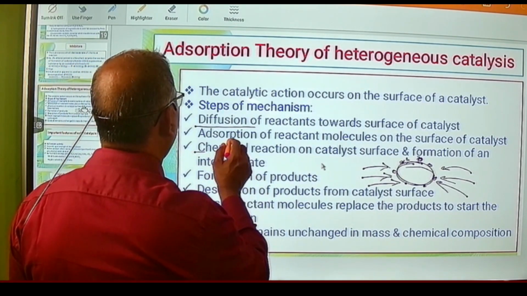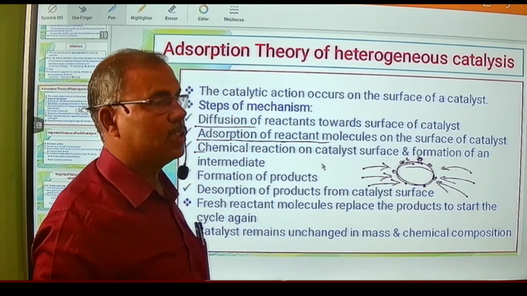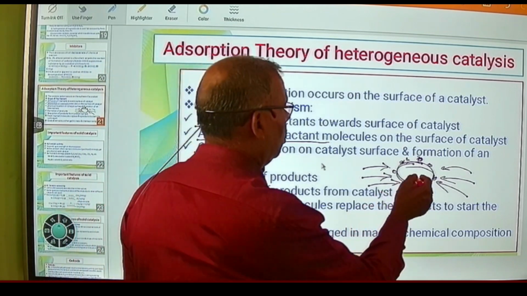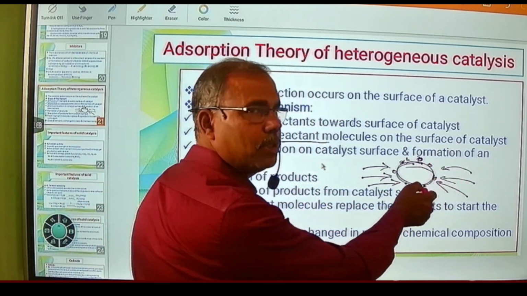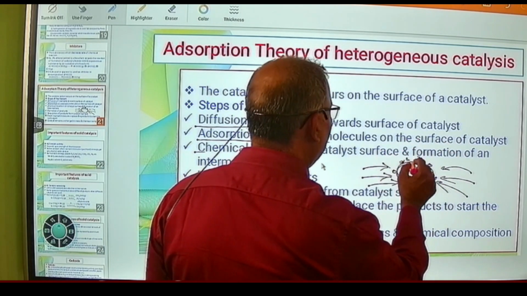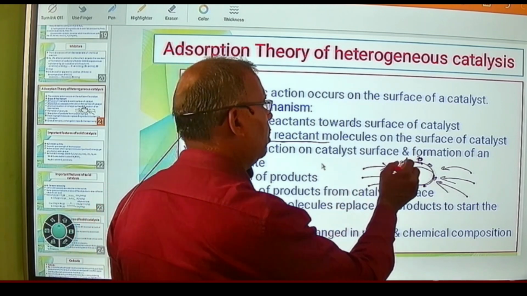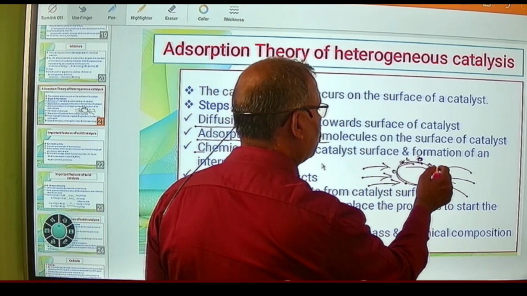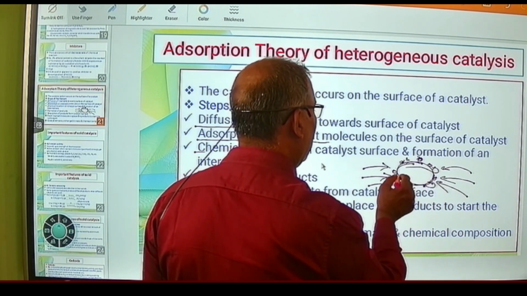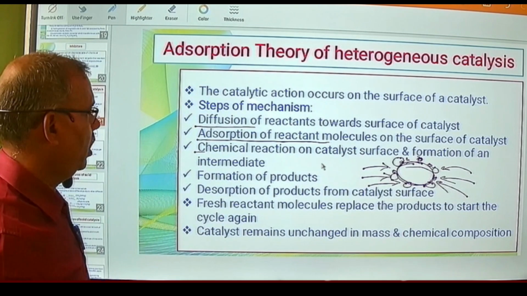Second step: adsorption of reactants on the surface of the catalyst. So after diffusion, what happens? On the surface of the catalyst, the molecules which are to be reacted get adsorbed. These molecules which have diffused here get adsorbed on the surface of the solid catalyst.